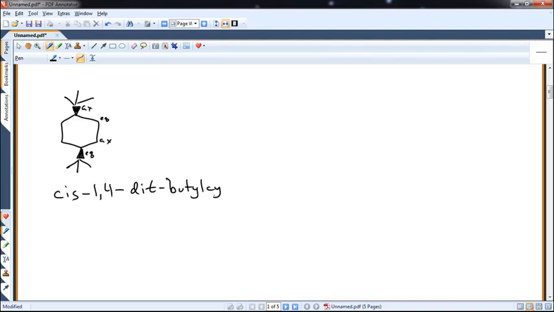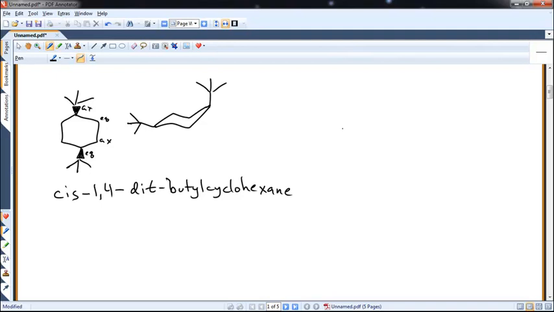Cis-1,4-di-T-butyl cyclohexane. Okay, so that will be our name. And if I said draw the most stable conformation, if you draw a chair, you say, okay, well, chairs are more stable than boats, so I'll draw a chair. One of them will be axial, so give me that. One of them would be equatorial, so it'd give me that. And that's my answer, right?